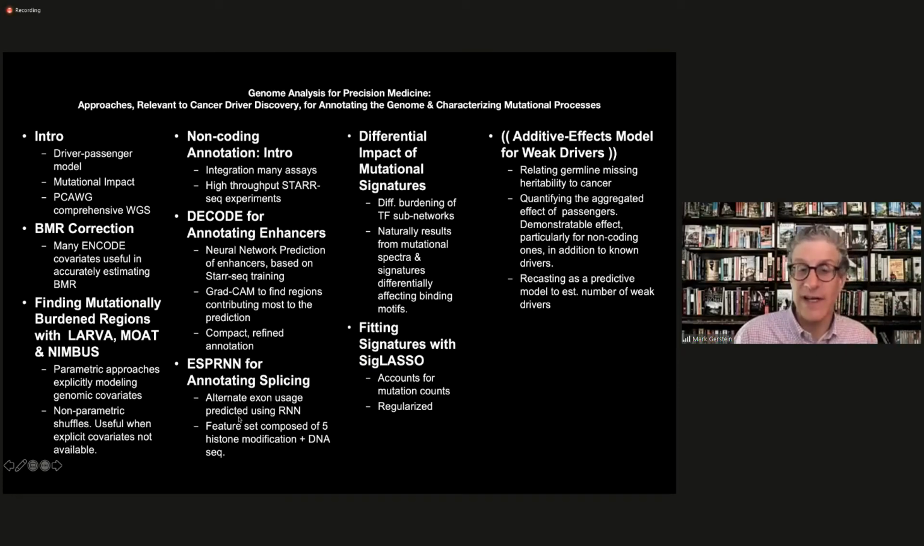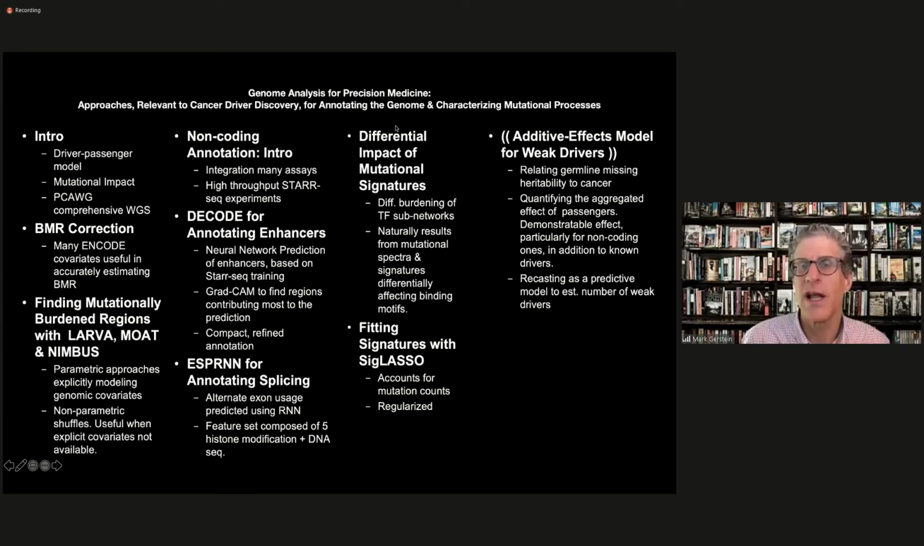Then we talked about finding splice sites and predicting splicing. Here we have another type of neural network, a recurrent neural network that kind of sort of mimics the process in a sense of transcription. And we have a lot of the epigenetic features that are giving rise to a fairly accurate prediction.